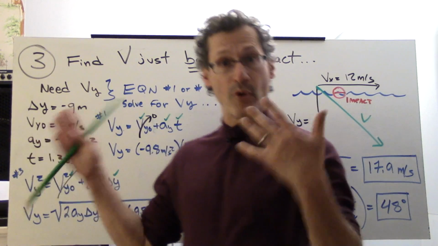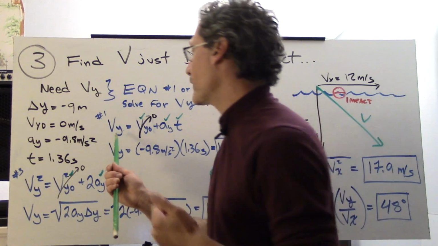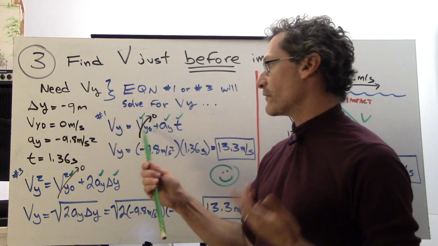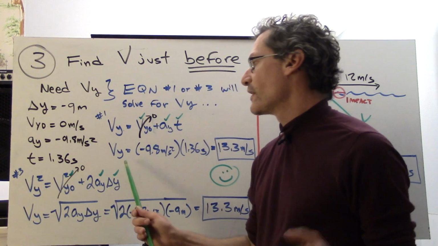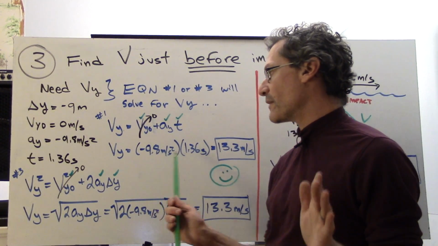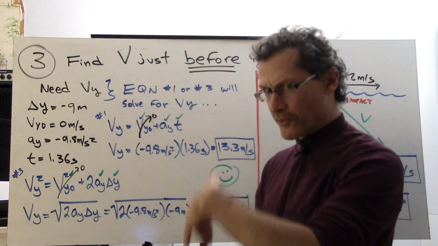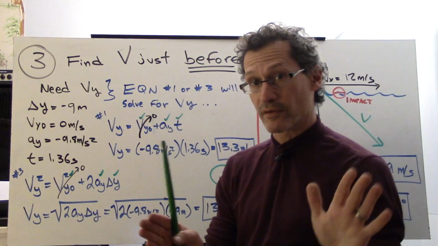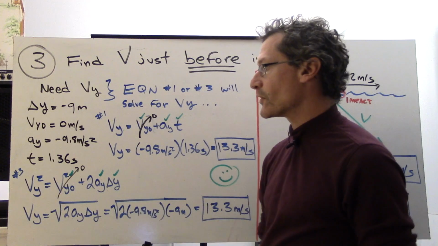Now I'm going to solve this both ways just to show you that it can be done. It comes up with the same result. We have the first equation, Vy equals Vy naught plus Ay t, and Vy naught is 0, so it goes, goodbye. Vy equals -9.8 meters per second squared times the time, 1.36 seconds. We get a vertical velocity, just the vertical velocity. This is not the final answer, this is part of the answer: 13.3 meters per second.